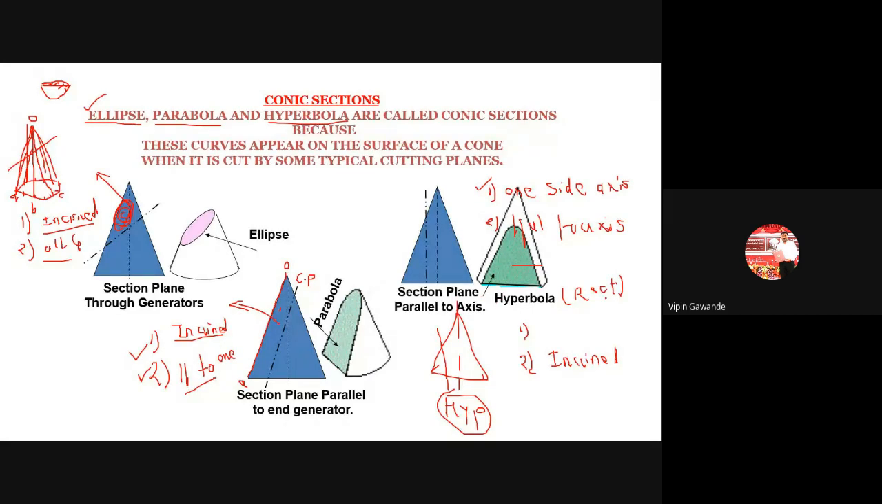What is the condition for rectangular hyperbola? If the cutting plane cuts on one side of the axis and it is parallel to the axis, then we get a rectangular hyperbola. If it is cutting on one side and it is inclined, then we get a simple hyperbola. It is not a rectangular hyperbola. So you have to watch for this in MCQ questions. If it is a rectangular hyperbola, then the cutting plane must be parallel to the axis.